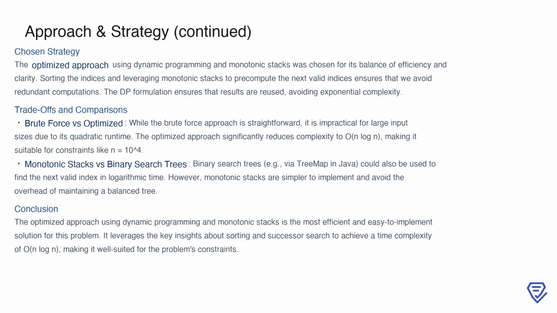We also considered alternatives like binary search trees for finding the next valid index, which would also achieve logarithmic time complexity for successor searches. However, monotonic stacks are both simpler to implement and free of the overhead associated with maintaining a balanced tree structure. In conclusion, the optimized approach using dynamic programming and monotonic stacks is the most suitable solution, leveraging sorting and successor search to deliver an efficient and easy-to-understand implementation.